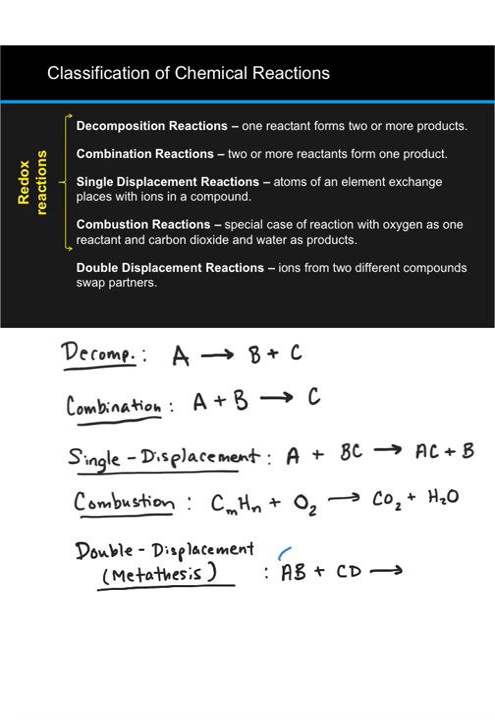ions A and D really would like to get together. And ions B and C really would like to get together. These compounds swap partners so that the cation of compound number 1 meets up with the anion of compound number 2, and vice versa.